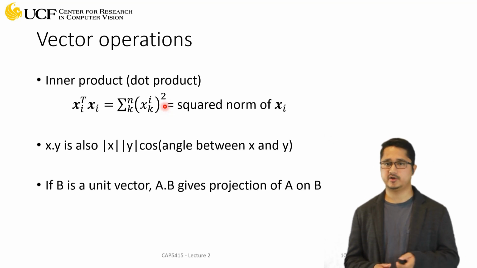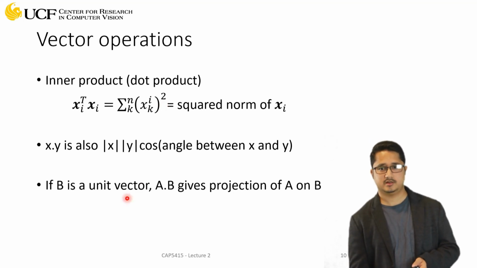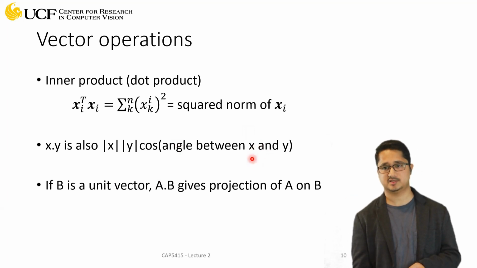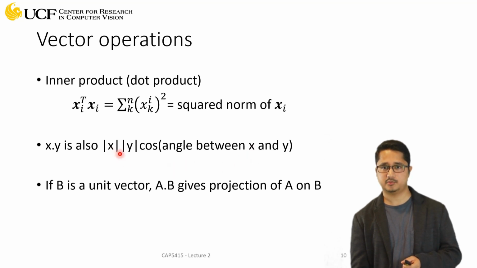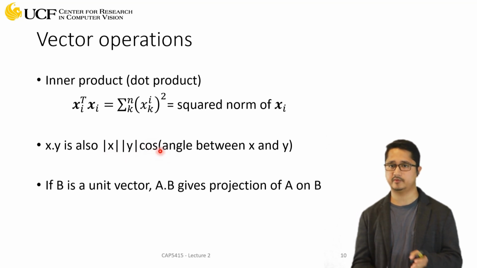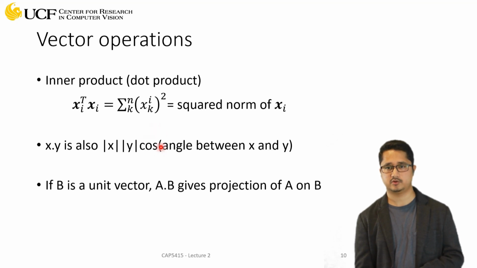So basically the dot product or inner product of a vector is equal to the squared norm of that vector. The other interesting interpretation of inner product is using the angle between these two vectors, because you know that each vector you can represent as a point in 3D space, if it's a three-dimensional vector. And you can compute the magnitude of each vector. So these bars represent magnitude: magnitude of x, magnitude of y, and you can compute the angle between those two vectors. So this number here will also give you the dot product.